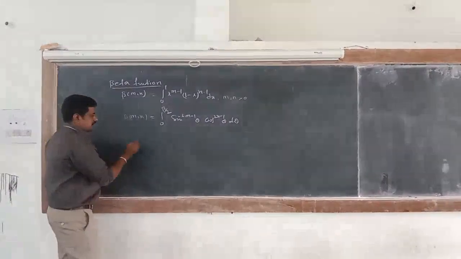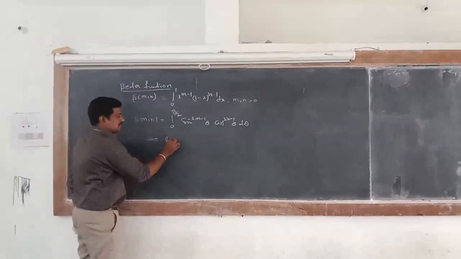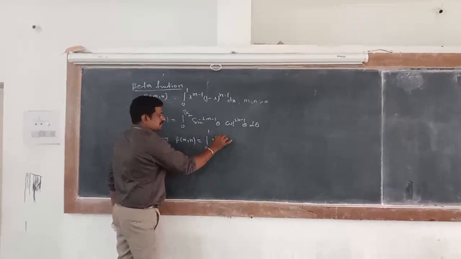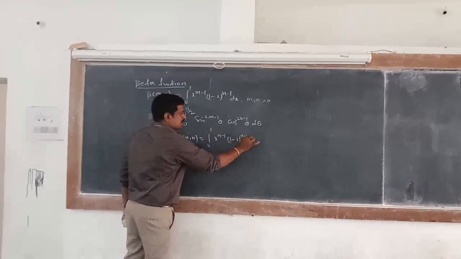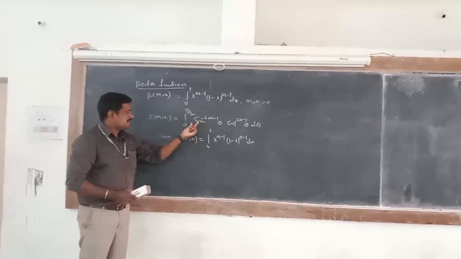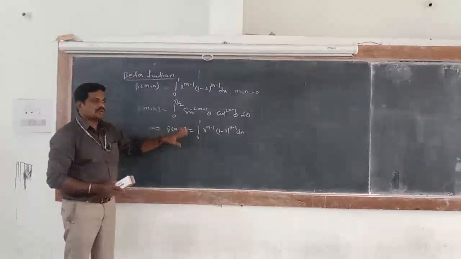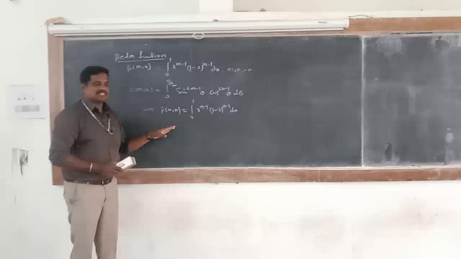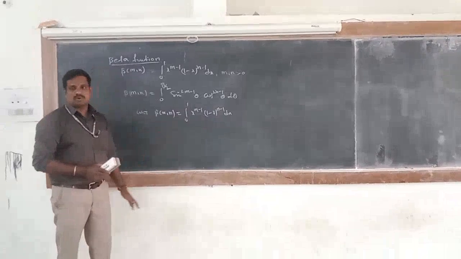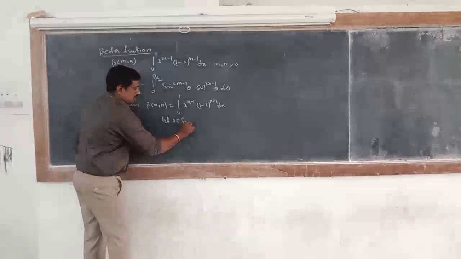For this, we know that the definition of the beta function is integration 0 to 1 x power m minus 1 into (1 minus x) whole power n minus 1 dx. Based on this we have to prove the result, but the requirement is in terms of sin theta and cos theta. So for that we have to take some substitution. Whenever the function has 1 minus x, we take x equal to sin square theta. So let x be equal to sin square theta.